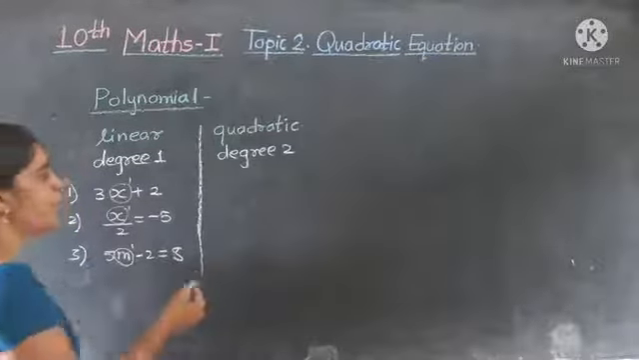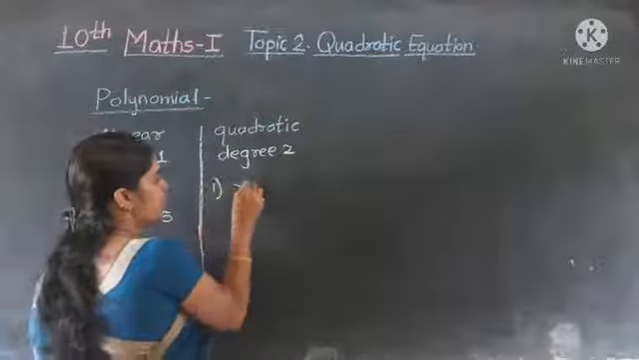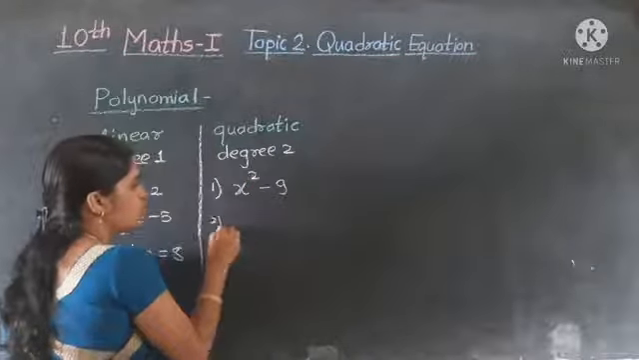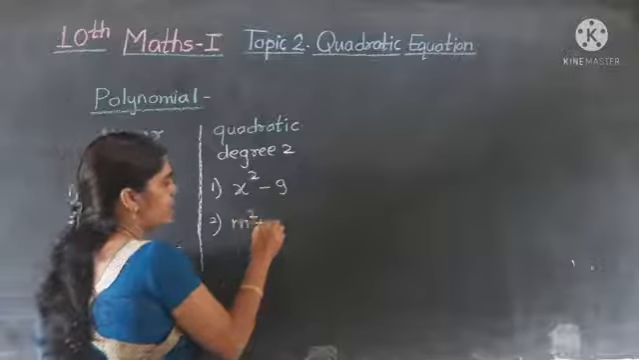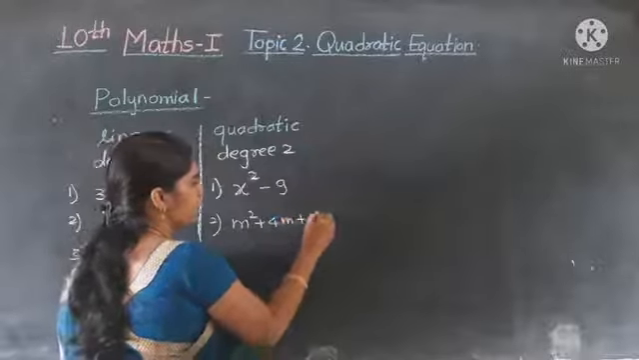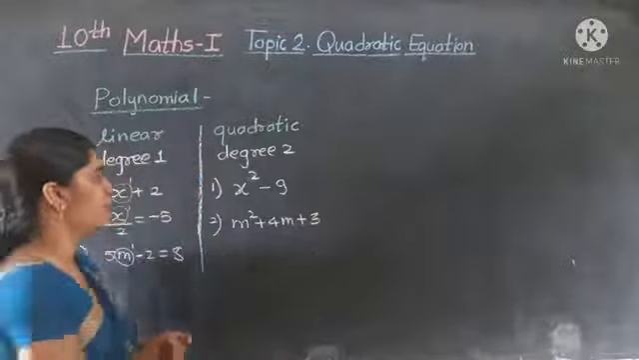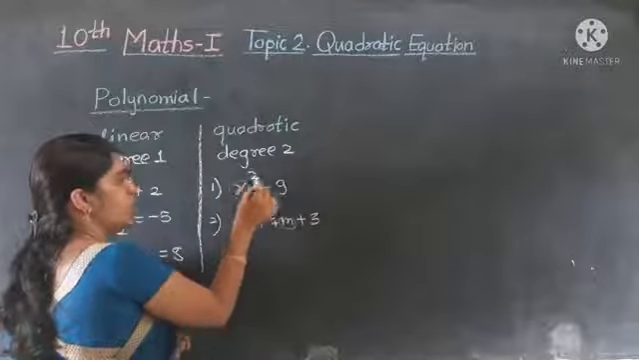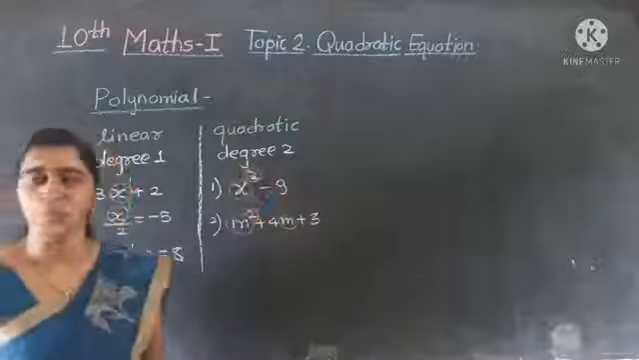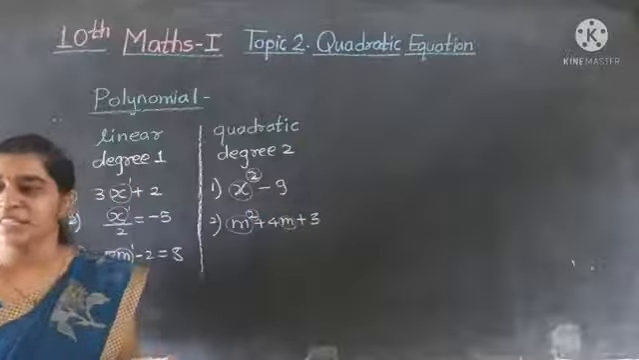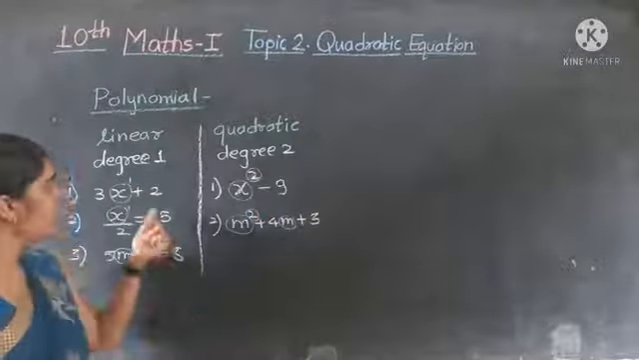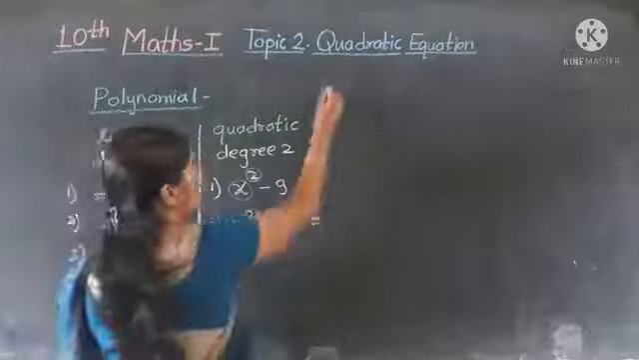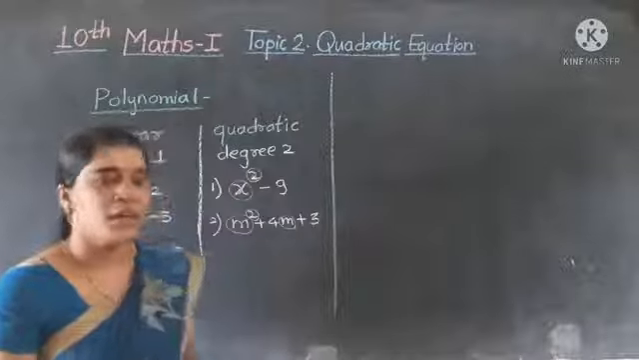And quadratic, degree 2, you can write as x square minus 9, or m square plus 4m plus 3. Here the variable present is m and its degree is 2. In the other, the variable is x and its degree is 2. The highest index, that is the degree, is 2. Therefore, it is called a quadratic equation. You all know these.